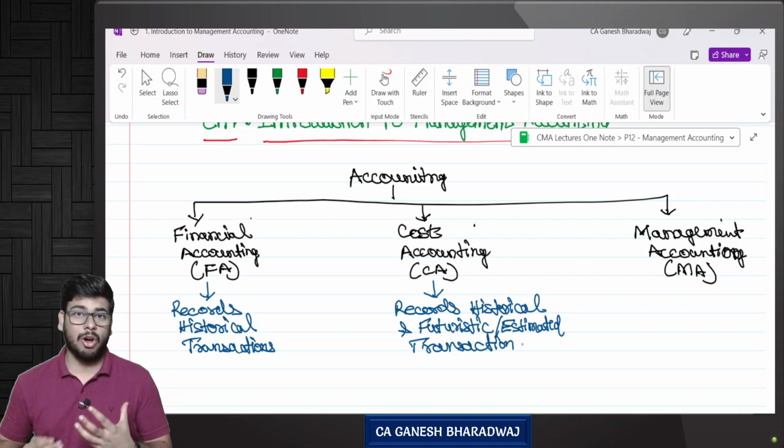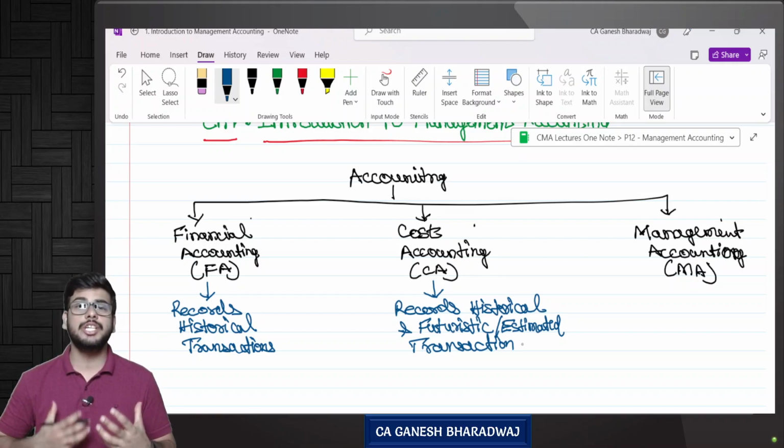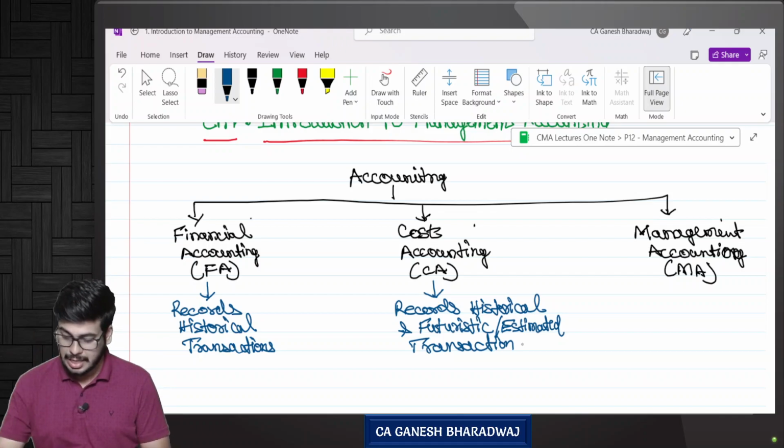So basically, cost accounting deals not just with historical transactions, it also deals with futuristic transactions. You need to prepare some budgets and estimates. Based on that only, the cost records get prepared. Are you clear with this?